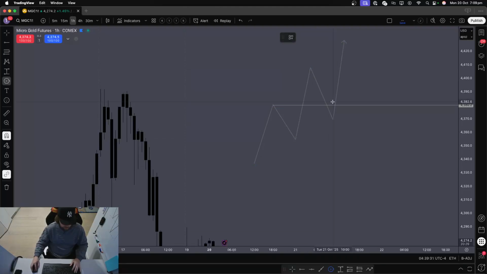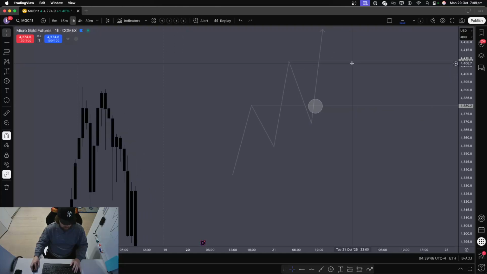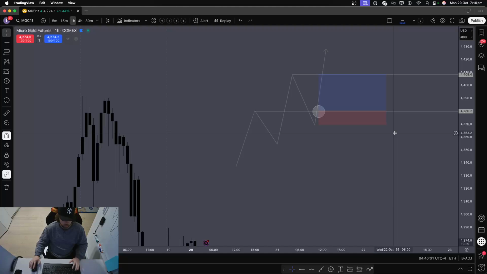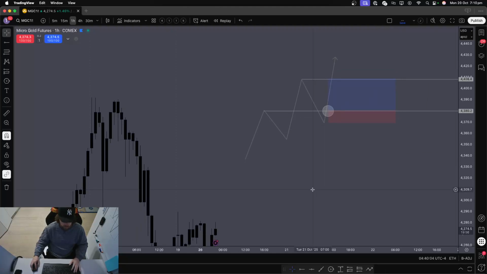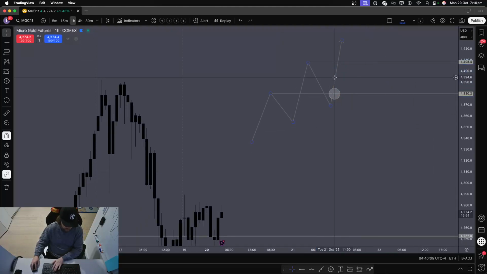So entry would be here. It's not exact, but you get what I mean. And take profit would be right here, right? So something like that. Okay, perfect. Cool, so with that in your mind, then let's go to today's example and how this played out.